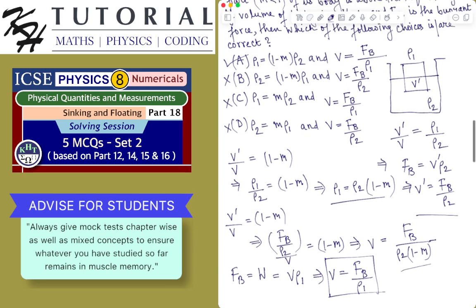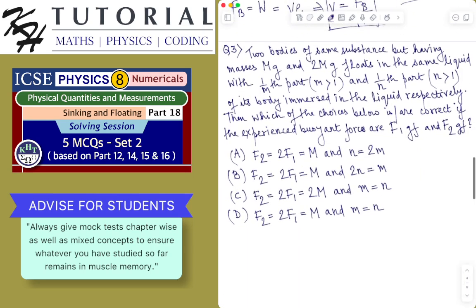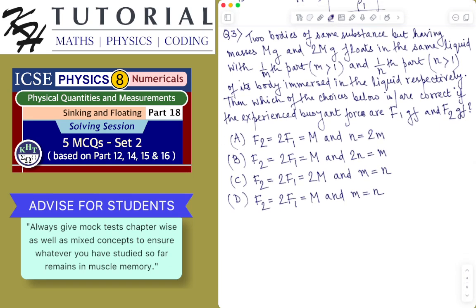Let's see the next problem. Question number 3. Two bodies of same substance but having masses m gram and 2m gram float in the same liquid with 1 by mth part, where m is greater than 1, and 1 by nth part, where n is greater than 1, of the body immersed in the liquid respectively.